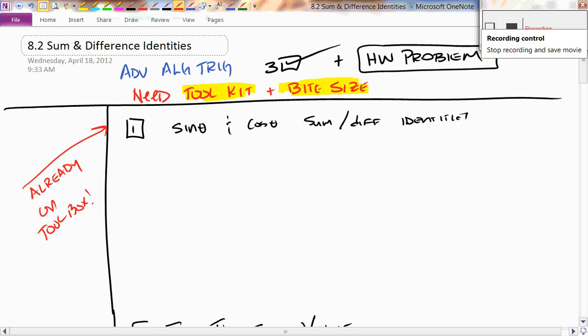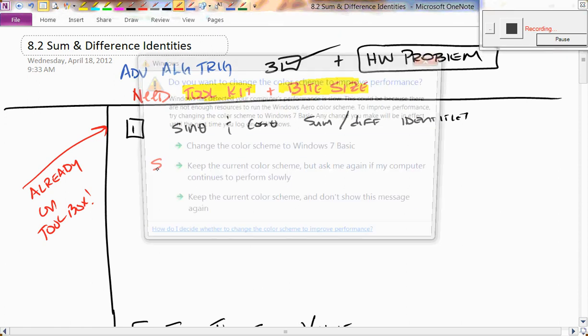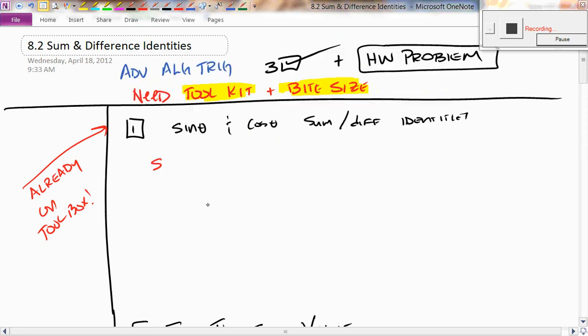Okay, I'm only going to cover in the lesson the sine and the cosine sum formulas, but do know that there are others. There's a tangent sum and difference formula. All right, so here we go. First thing I'm going to talk about is the sum formula for sine.